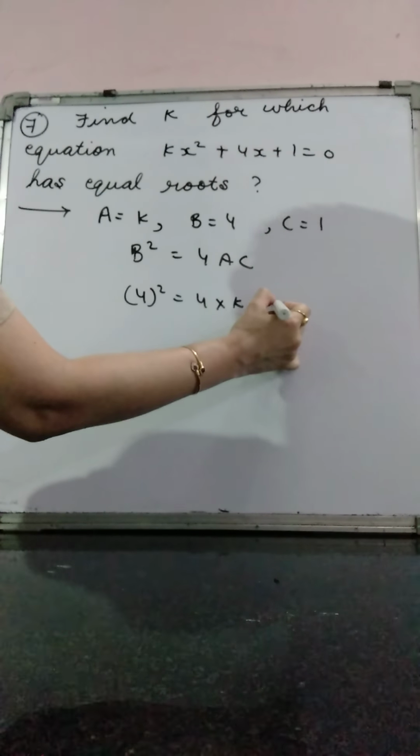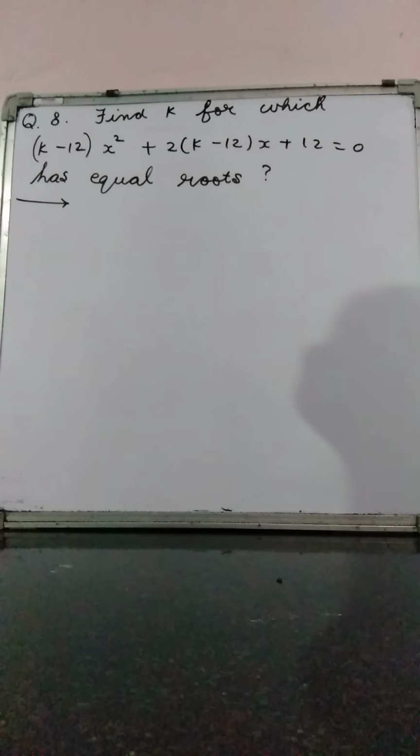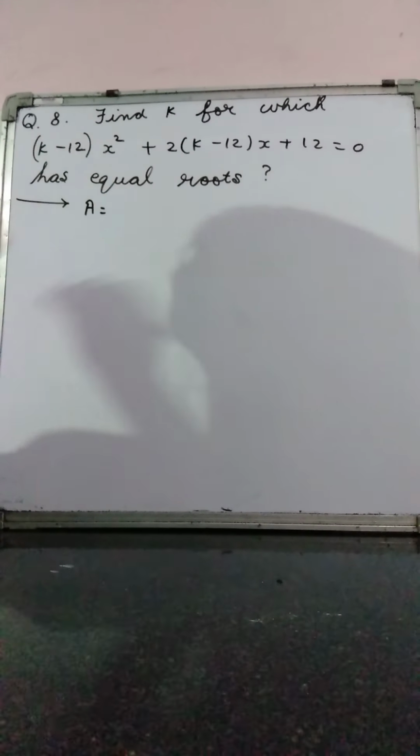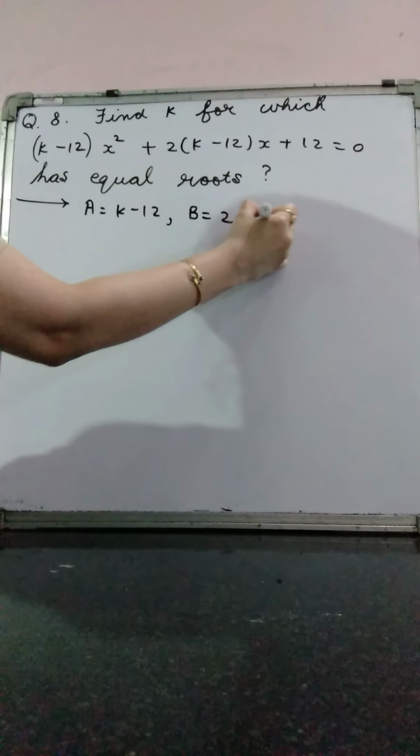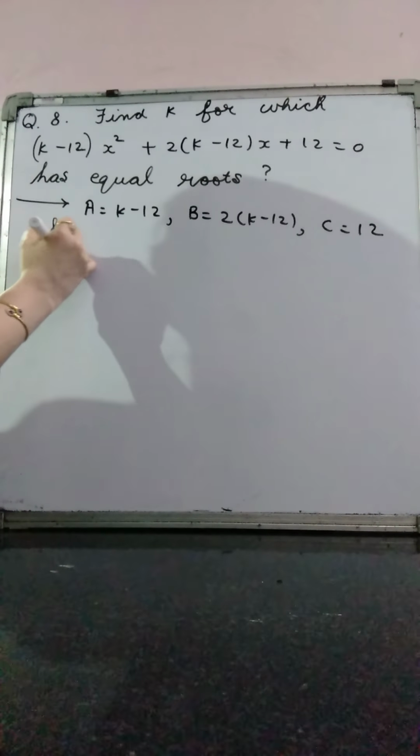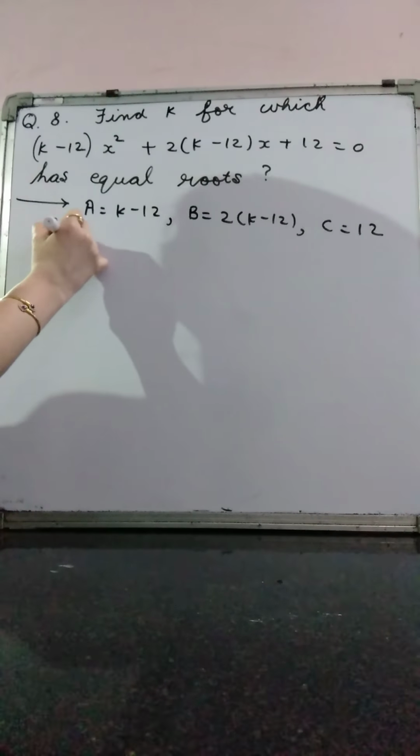Now 8th question is, find k for which this equation has equal roots. First of all, compare. The value of a is k minus 12. The value of b is twice k minus 12 and the value of c is 12. For equal roots, b square is equal to 4ac. Now substitute values.